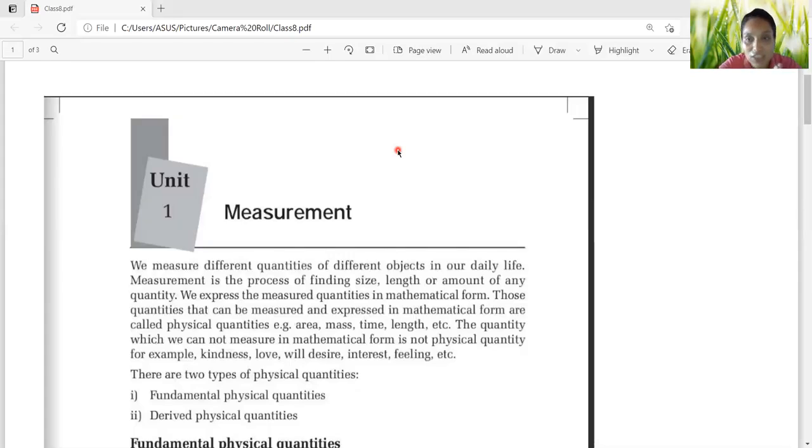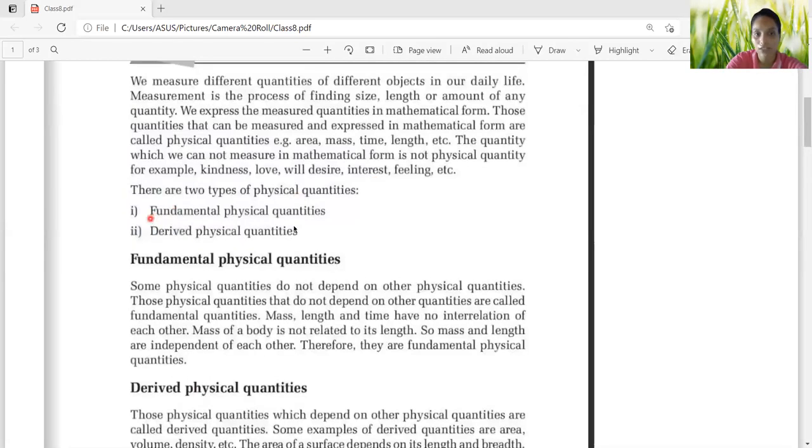On the basis of these, physical quantities have been divided into two categories. Into how many categories? Say along with me: two. What are they? Fundamental physical quantities, and the second is derived physical quantities. Look at this: fundamental physical quantities and derived physical quantities.